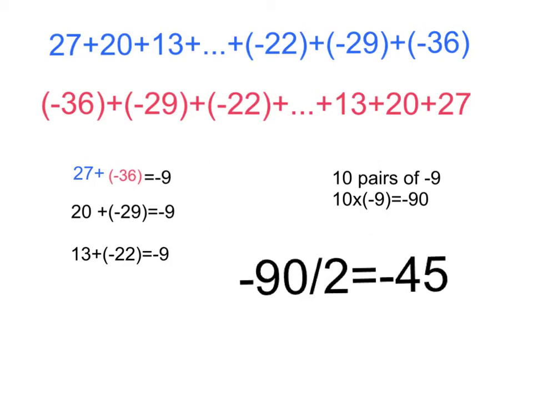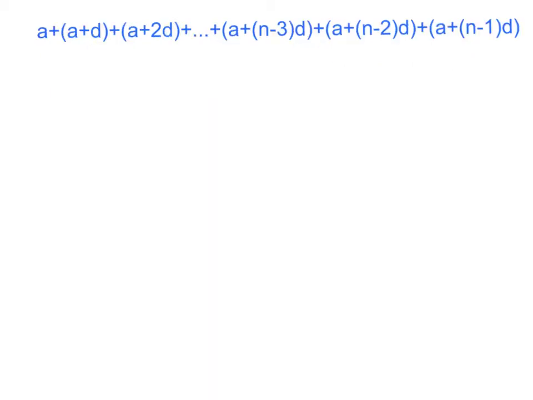Wow, I am impressed. Let's try that for an arithmetic sequence in general. Well, for that, we'd have to start with our seed, A. And then we'd add the common difference, D, which would be our next term. So A plus D, A plus 2D, A plus 3D, A plus 4D, and so on. Right, and then all the way up to A plus (n minus 3)D, A plus (n minus 2)D, A plus (n minus 1)D.